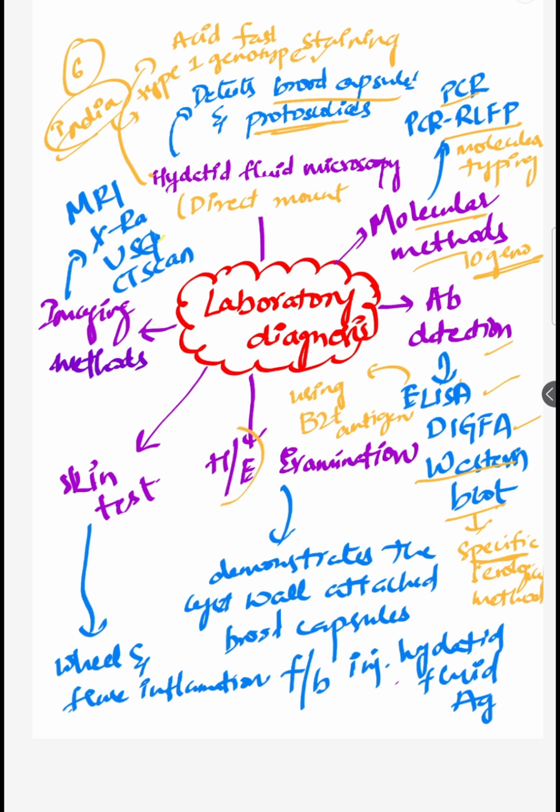And next coming to the histological examination. What does this demonstrate? It demonstrates the cyst wall attached to the brood capsules. Next, coming to the imaging methods, there are MRI, X-ray, USG, that is ultrasonography, and CT scan. The main thing to remember here is that in USG you will see the water lily sign. This is a very important thing to learn here.